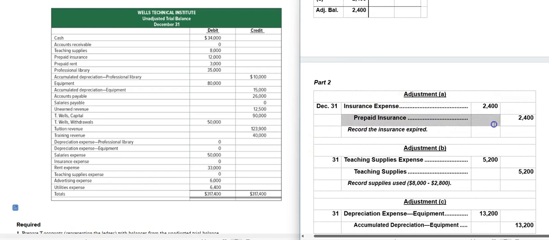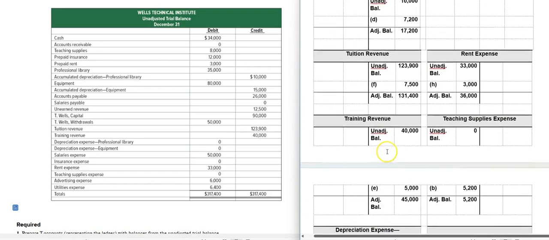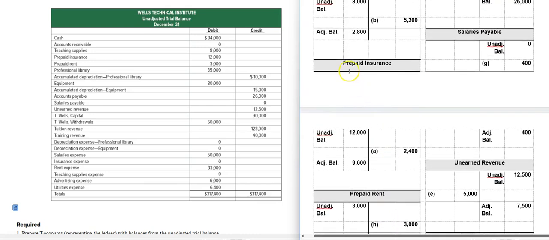I then need to credit prepaid insurance. So I'm going to find my prepaid insurance. And where is it? There it is. Prior to adjustments, its balance was $12,000. Crediting it $2,400, I have adjusted the balance down to $9,600.